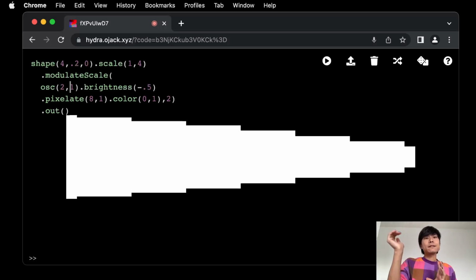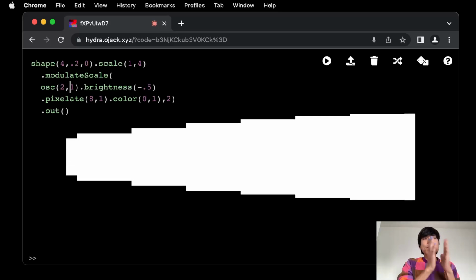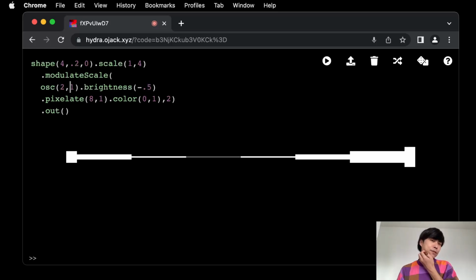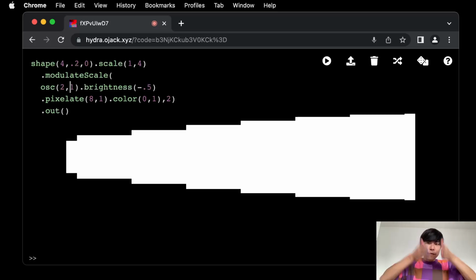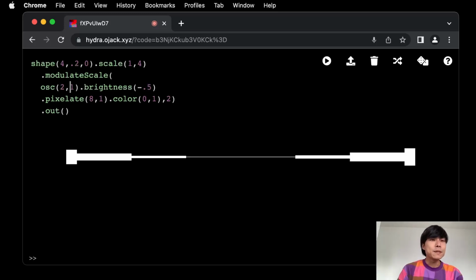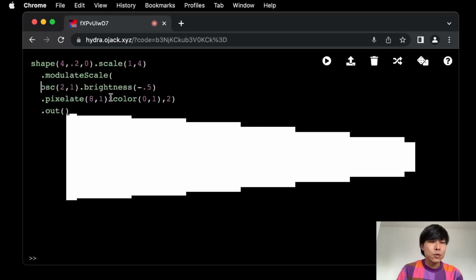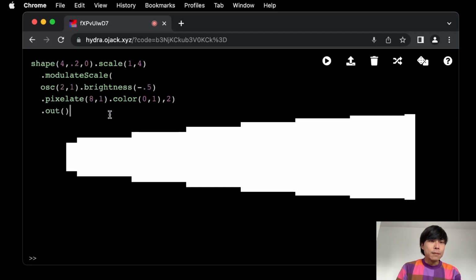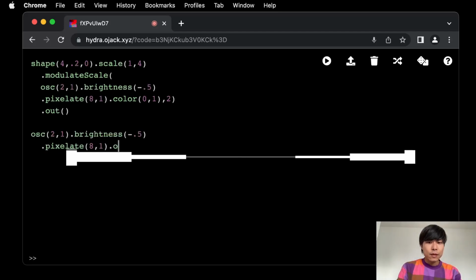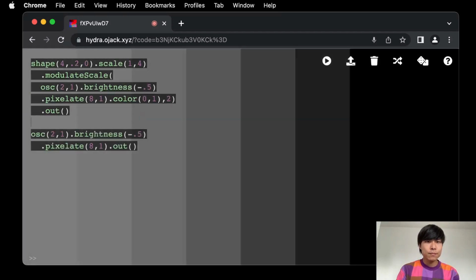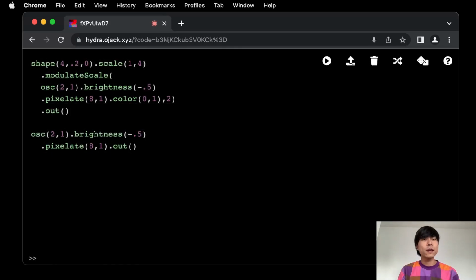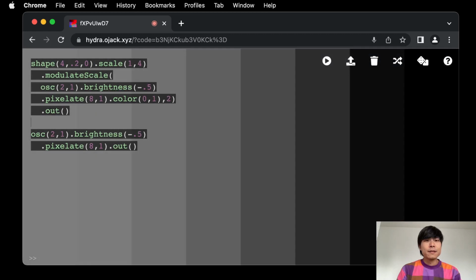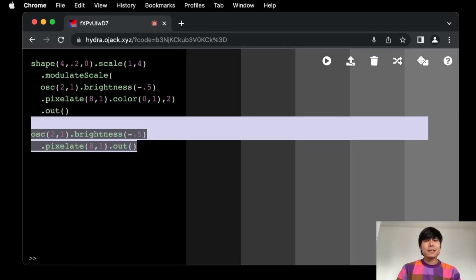it's scaling, but each part of the image has a different scaling. So that's why it's dividing into columns. I mean, that's what pixelate is basically doing. If you just want to have a debug view of this, just do it like out. So this is what is fed into the modulate scale, or modulate. Well, this itself is interesting, I think.